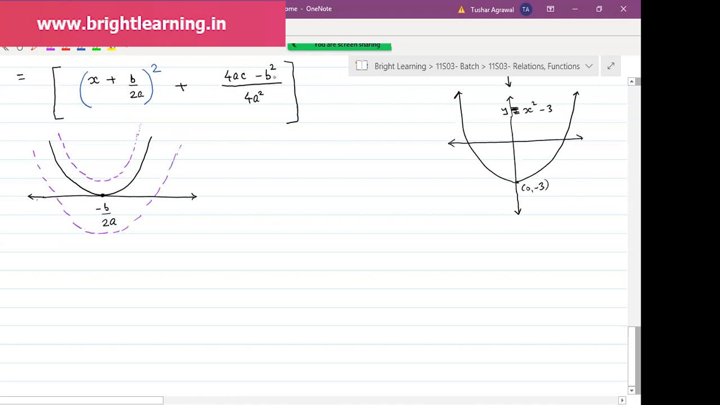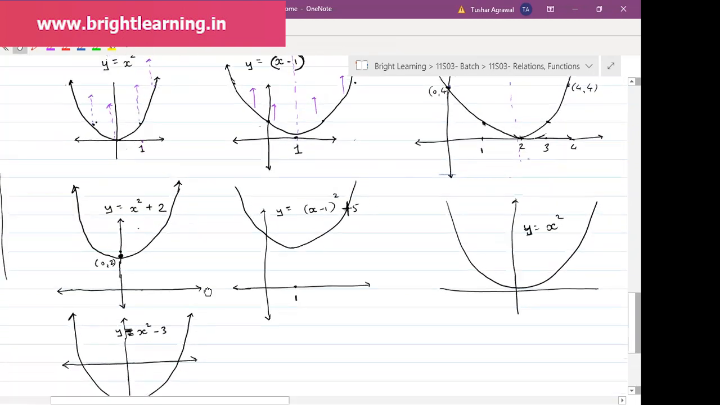If this 4ac minus b square upon 4a square is negative, we are adding a negative number, so it actually gets shifted downwards. Whether it is shifted upwards or downwards, the bottommost point of the hill remains the same, minus b by 2a. And another result that we have is about this red line, the vertical line passing through x equal to minus b by 2a. The graph is symmetrical.